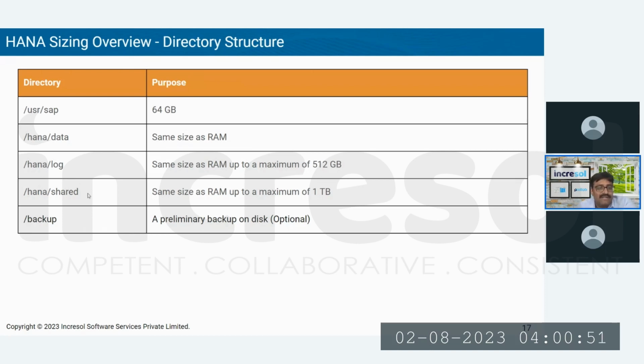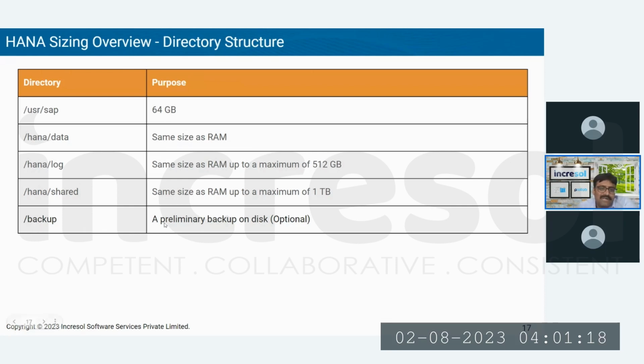And /hana/shared is for the software of HANA. The executables of HANA will reside here. This should be equal to the size of RAM or a maximum of 1 TB. If the RAM is going beyond 1 TB, then we can limit the size of this directory at 1 TB. So all executables and some temporary storage will happen here.